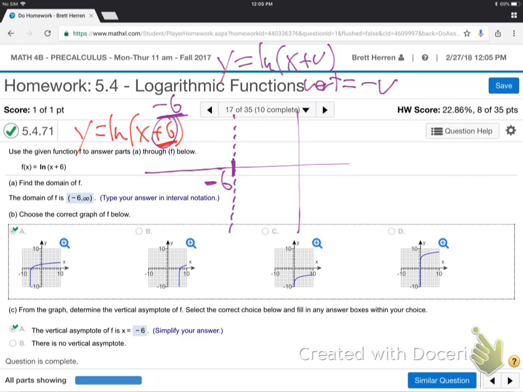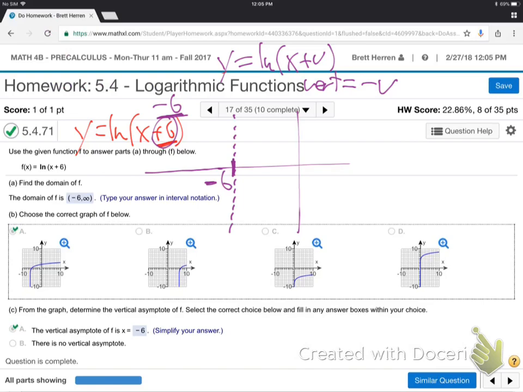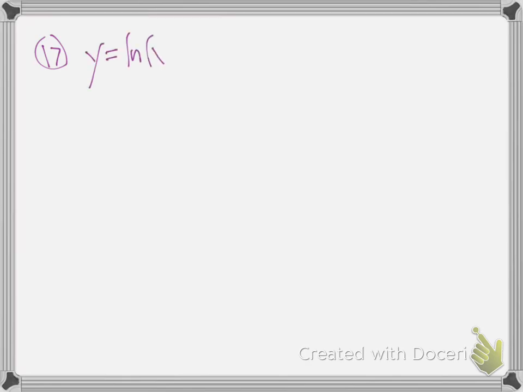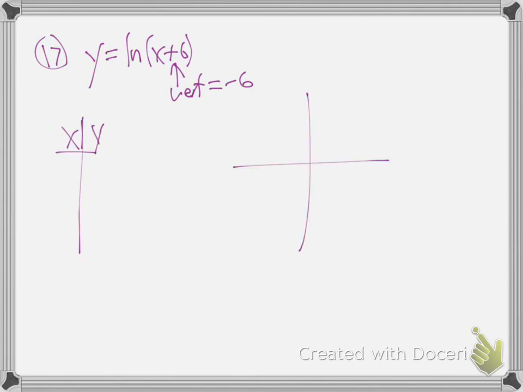So this is number 17, and it's y equals natural log of x plus 6. So the vertical is always the opposite of the number in the parentheses. When I go to make my XY chart, I know already back at negative 6 is the vertical asymptote line. A good point to plug in is going to be 1 to the right of the vertical, or 1 to the left, right around the vertical asymptote line. Y'all tracking with me? Plug in things right around the vertical asymptote.